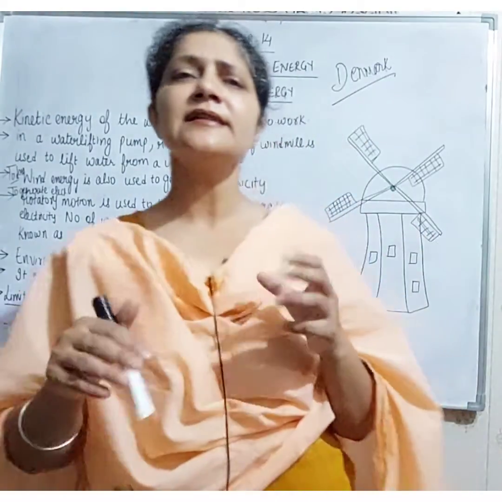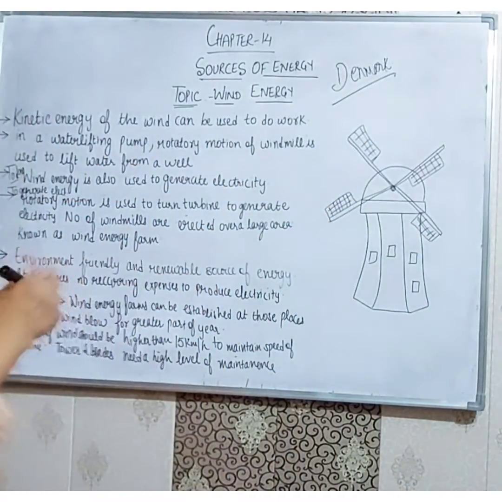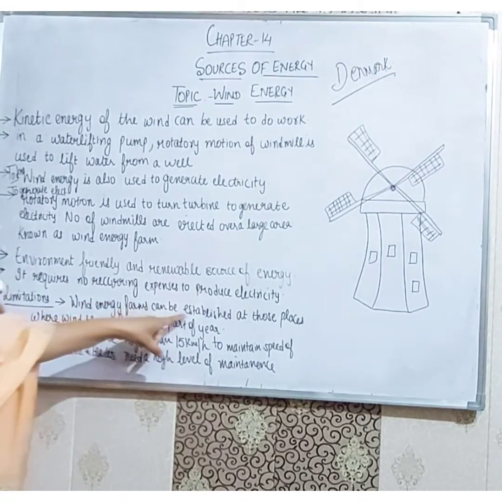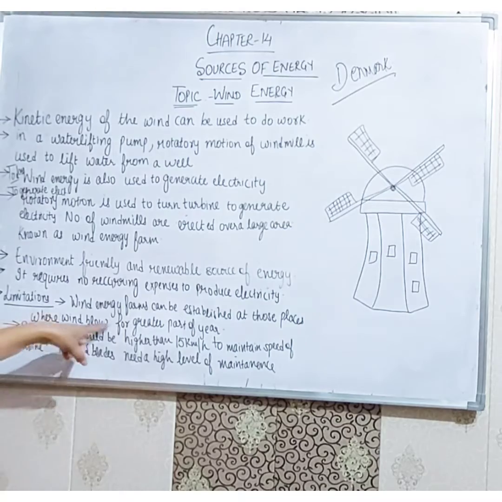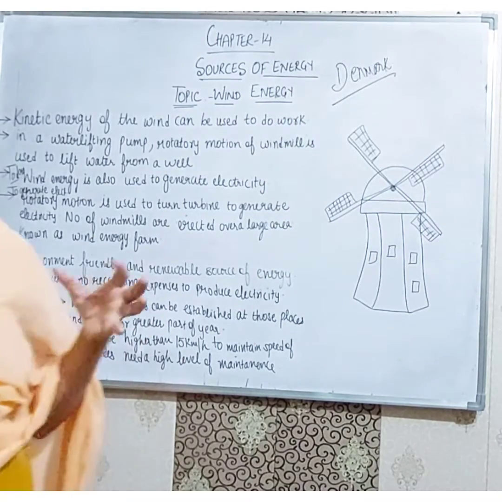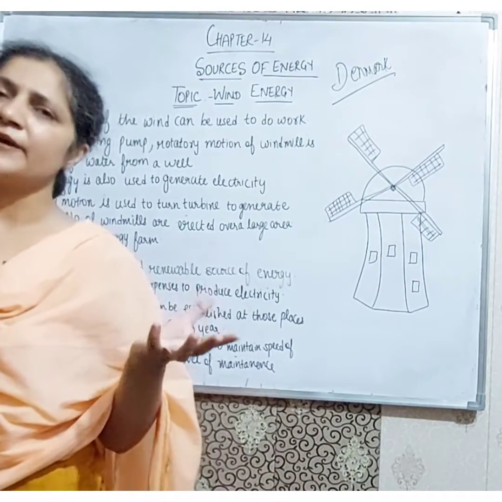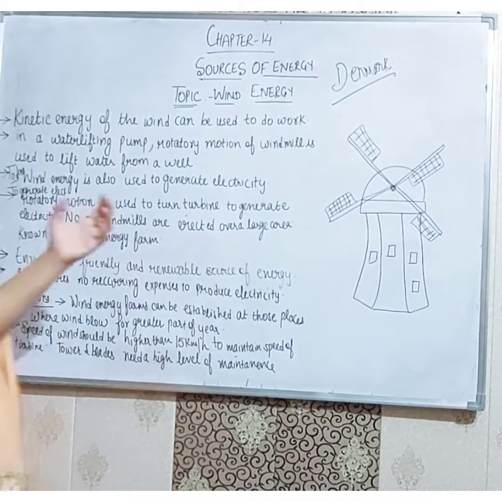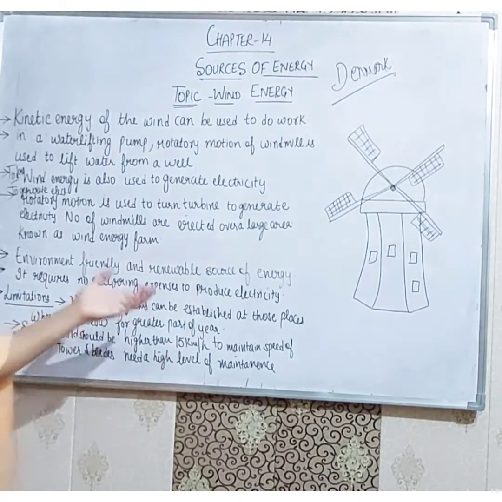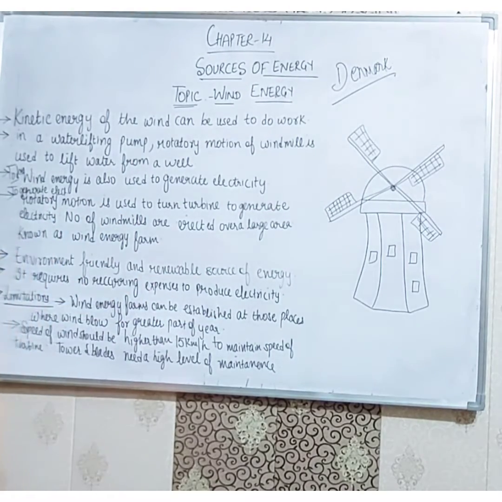Now there are certain limitations also. Wind energy farms can be established only at those places where wind blows for the greater part of the year, because windmills depend upon the wind. These cannot be established everywhere.